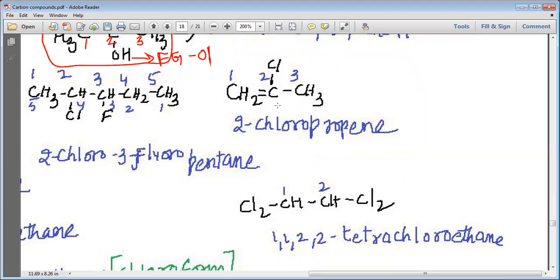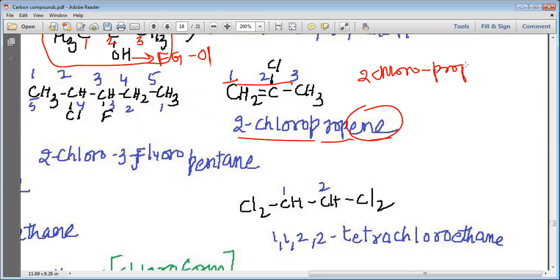Now, what name should I give? As the double bond is after the first carbon, it is prop-1-ene. Total 3 carbons, so prop, then 1-ene, and on the second carbon, 2-chloro, so 2-chloropropene, or you can even write it as 2-chloroprop-1-ene. So this is how you can give names to these various compounds.